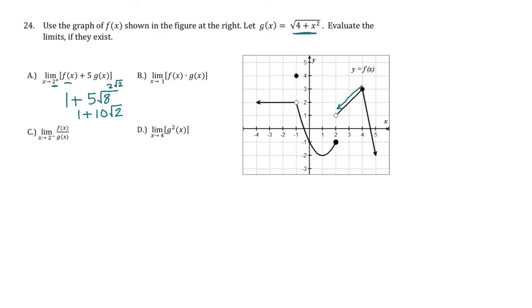Part B, again, we are subbing in here at 1. So f at 1. So over here, we're going to be approaching 1. And it looks like we're going to be down here at negative 2. And then times, and if I evaluate g at x, up here at 1, that looks like it's going to be times the square root of 5.